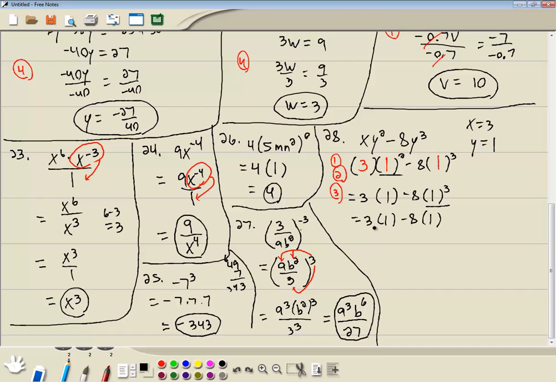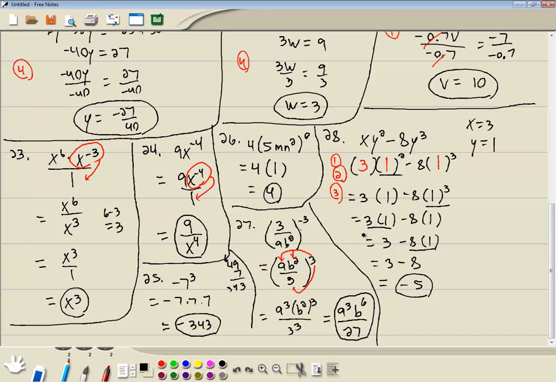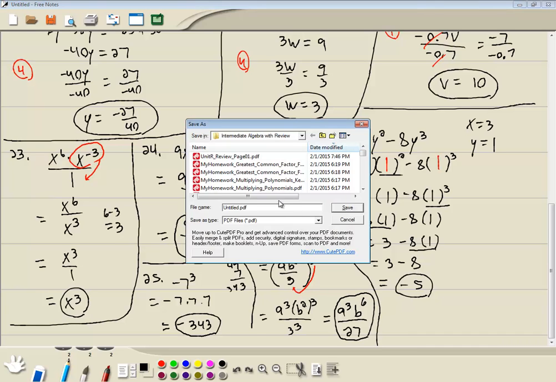Please excuse my dear. Multiplication or division. Here's 3 times 1. That gives us 3. Everything else carries down. And we still have another multiplication. 8 times 1. That gives us 8. And then Aunt Sally, addition, subtraction. 3 minus 8 is negative 5. And that's our answer. Let me save that. And we'll go to the next problem.